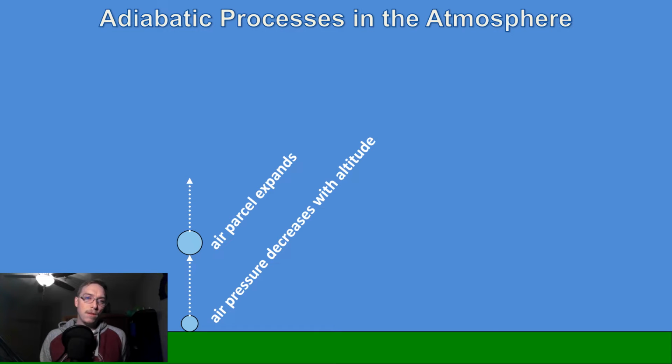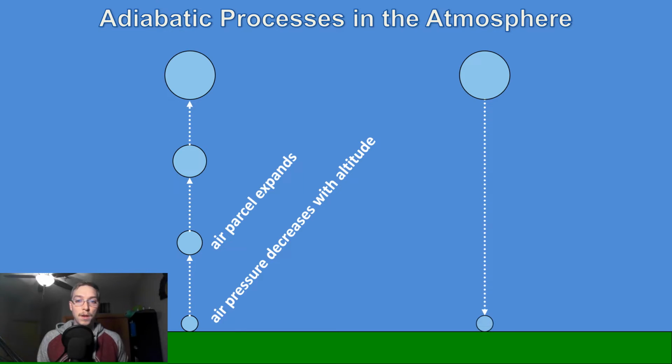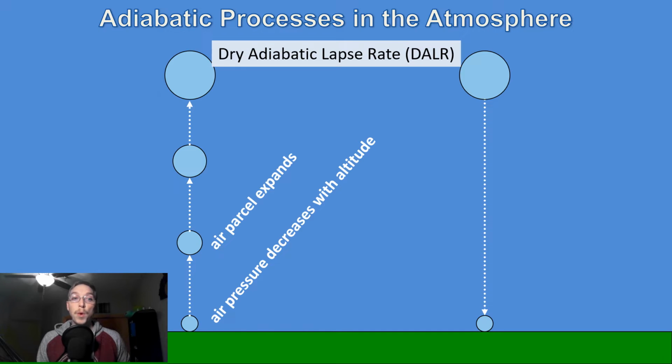So let's look at adiabatic processes in the atmosphere, or at least a simplified version of that. So let's pretend we have these air parcels here. As we start, air pressure decreases with altitude. We know that. And as it does, that parcel of air expands. Likewise, as it decreases, it warms and condenses. So we have something to start off with called the dry adiabatic lapse rate. And what that says is it's the adiabatic rate of cooling or warming of an unsaturated parcel of air.